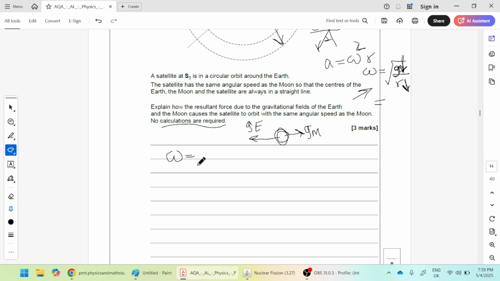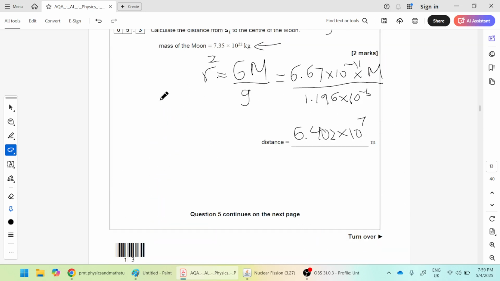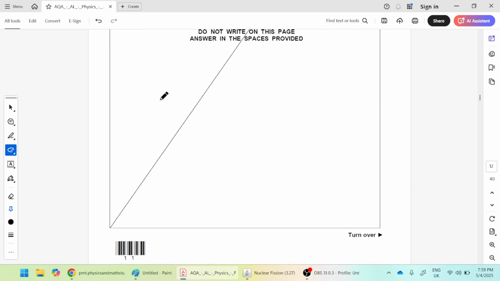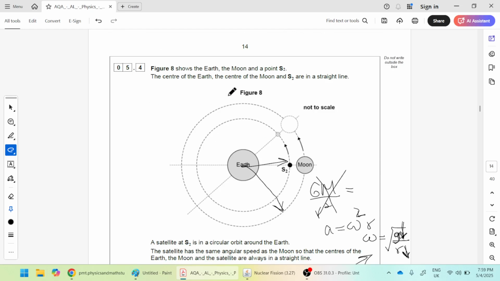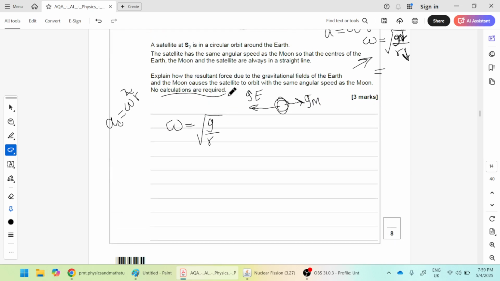Omega equals root of gravity over r. Where did I get that? I actually got that from centripetal acceleration equals omega squared r. And for my decision making there, I use this circular motion structure that we normally use, right? Because I saw how omega is related to gravitational acceleration. So omega equals root g over r.